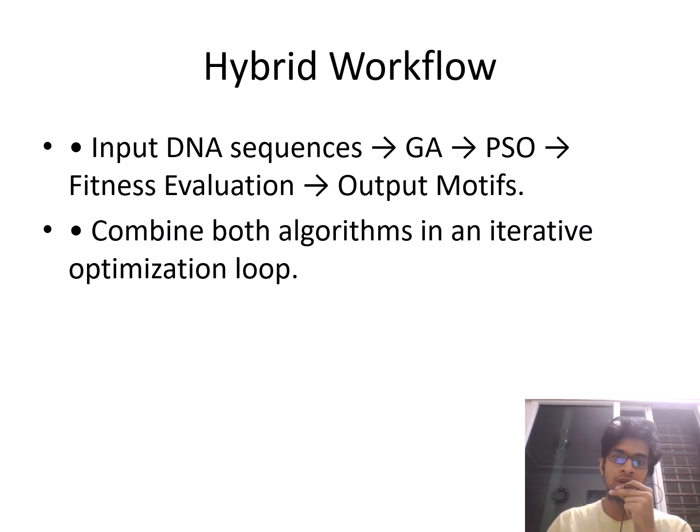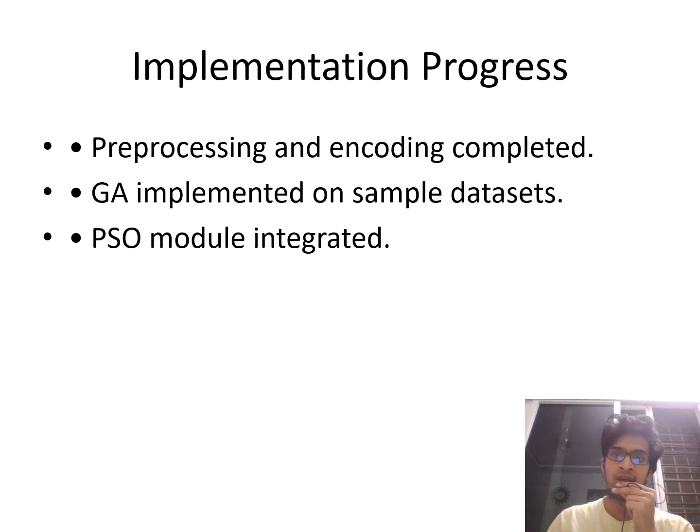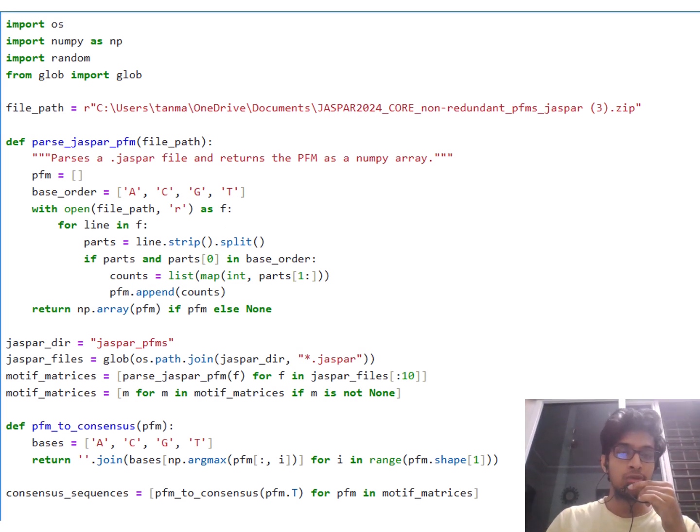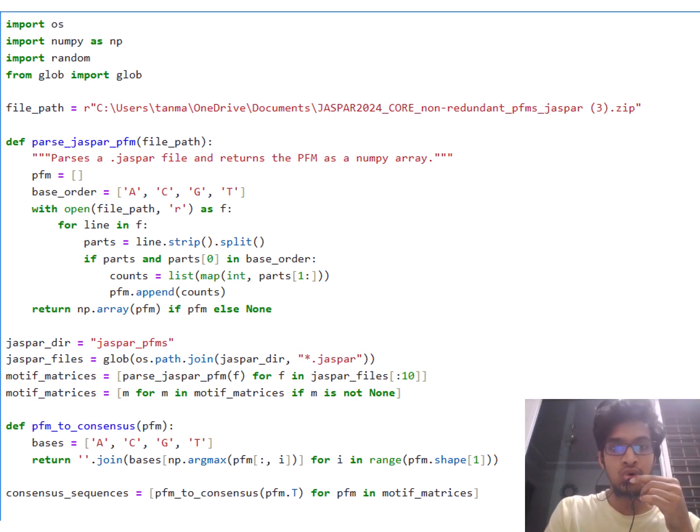We combine both algorithms in an iterative optimization loop. As for the implementation progress, for now we have completed the preprocessing and encoding part. I have also written the GA methods and PSO methods, which will work separately. As for the code part, this is the code.